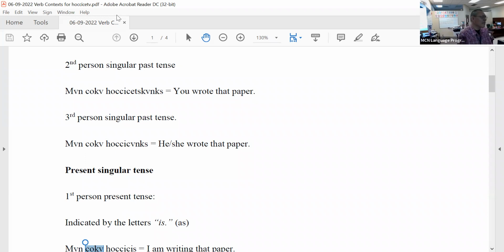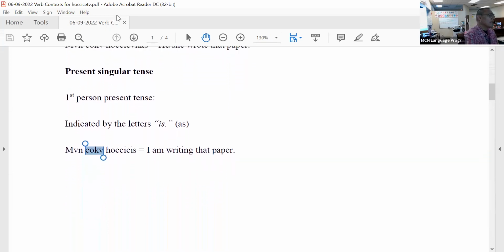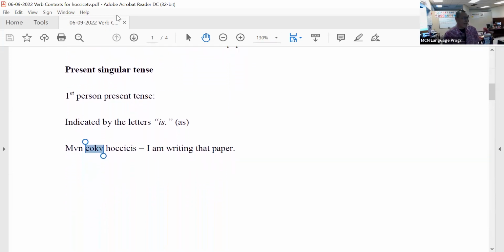Now we're going to go to the present singular tense. Like if I want to say, I am writing that paper, and if I use that word, hotejida, I've got to drop the ETV and I've got to add the letters IS on there. And then that word is going to be pronounced as hotejas. And then I'll say, Choga hotejas, I'm writing that paper.